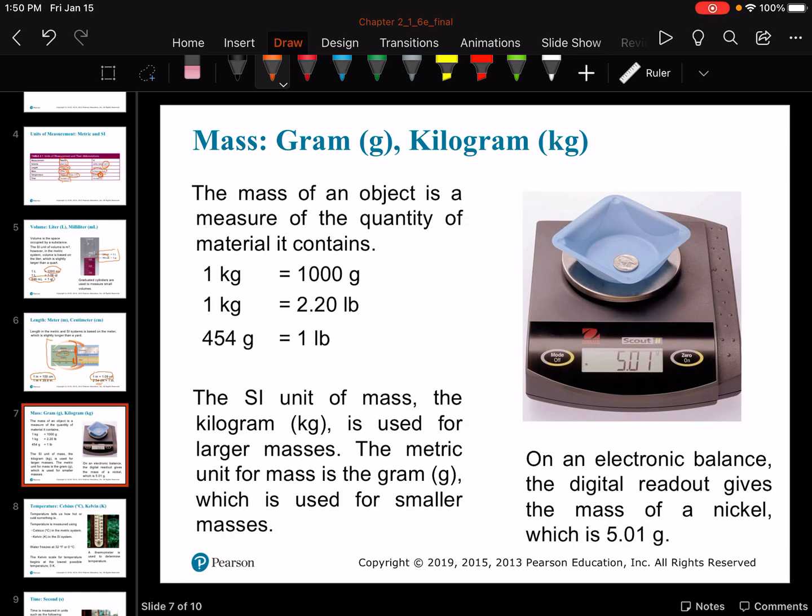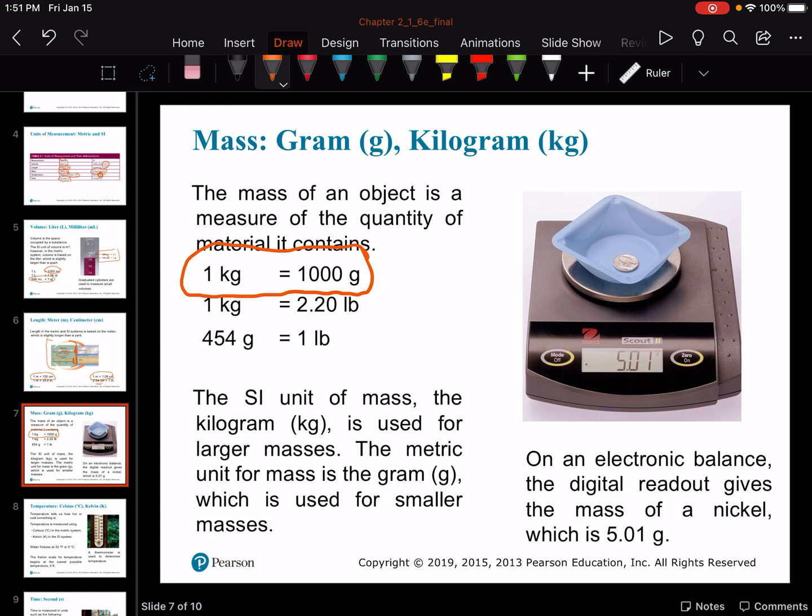Okay? So the SI unit for mass is kilogram. The metric unit for mass is gram. And the mass of an object is a measure of the quantity of material it contains. Okay, no big deal. It's a definition. So there's 1,000 grams in a kilogram. 1 kilogram is about 2.2 pounds.